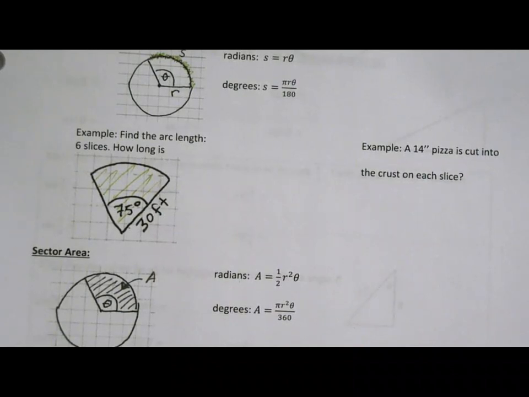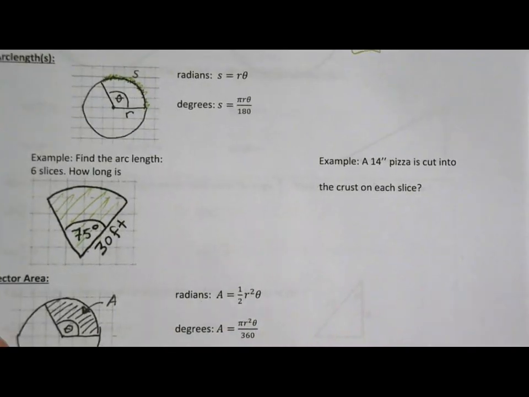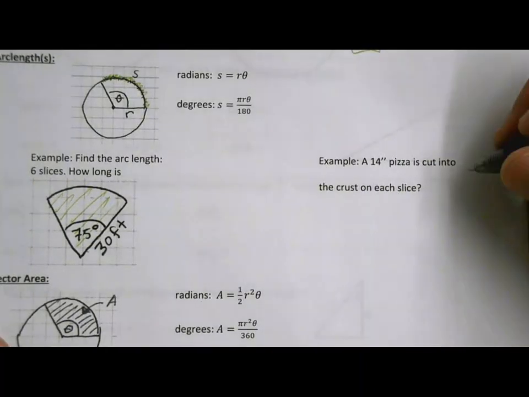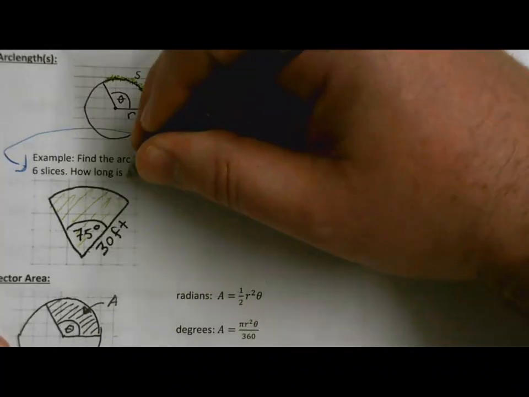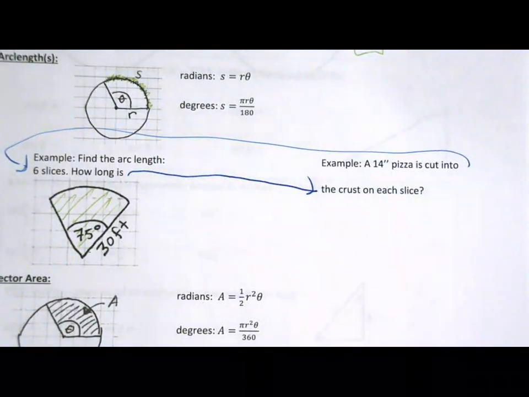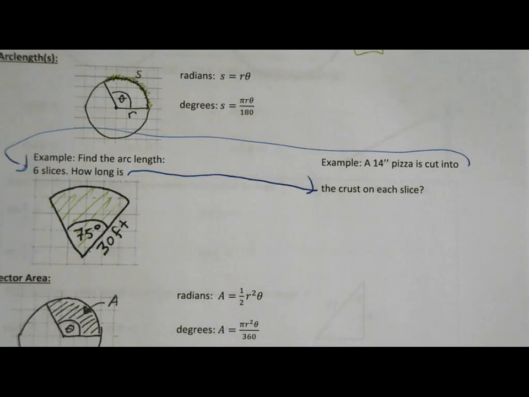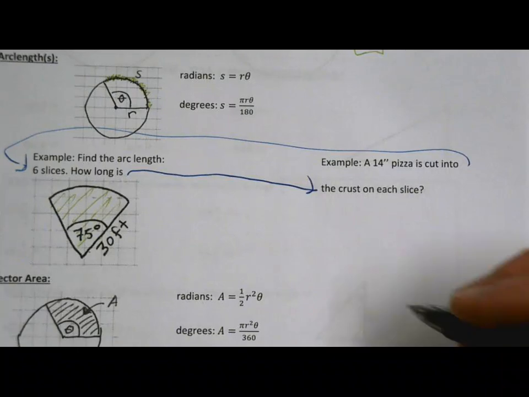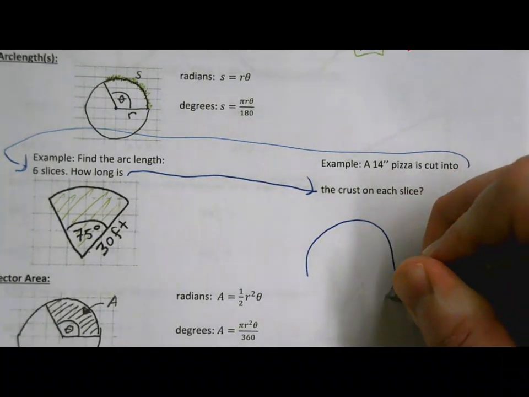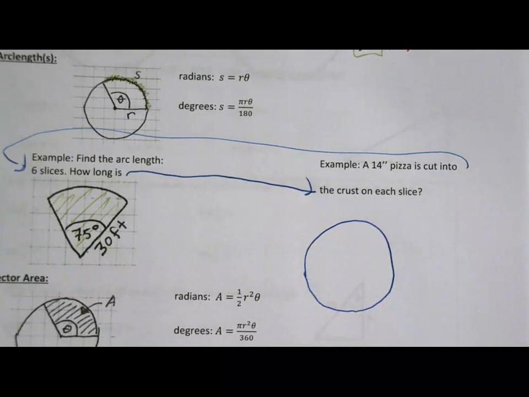So we'll do an example here. This got kind of screwy when I printed this, but a 14-inch pizza is cut into 6 slices. How long is the crust on each slice? Sorry about that. A 14-inch pizza is cut into 6 slices. How long is the crust on each slice? So it may be useful to us to make a sketch of a pizza. Oh, that is not my best circle. Well.